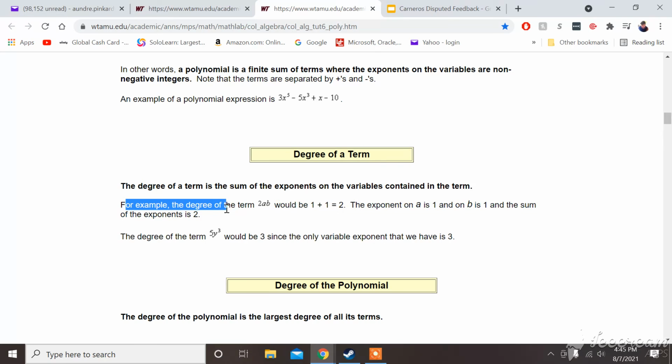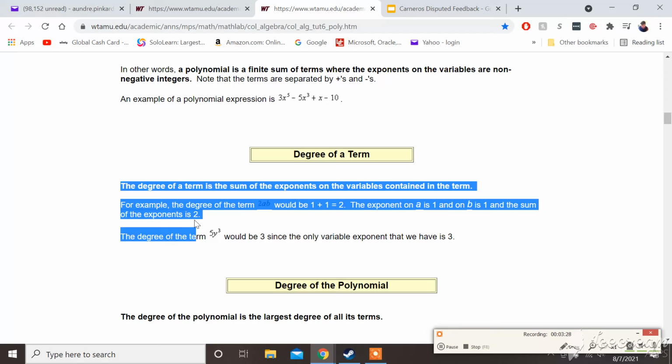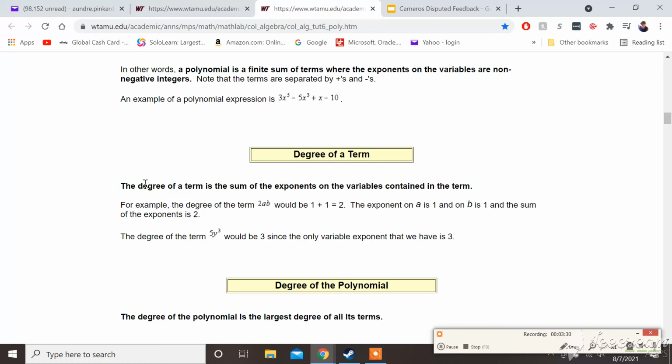Alright, for example, the degree of the term 2ab would be 1 plus 1 equals 2. The exponent on a is 1 and the exponent on b is 1, and the sum of the exponents is 2. The sum of the exponents on the variables contained in the term.